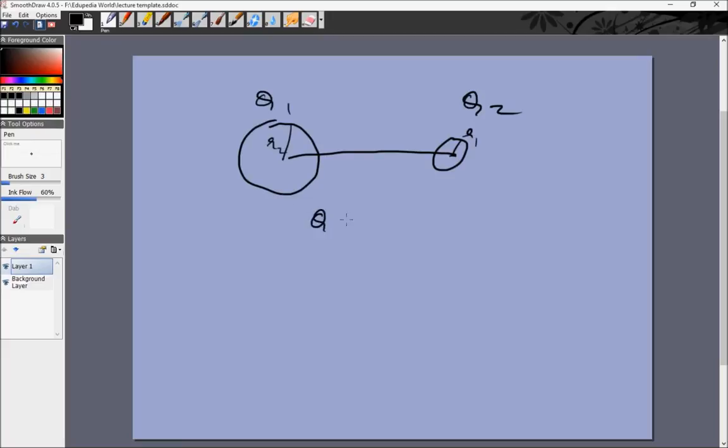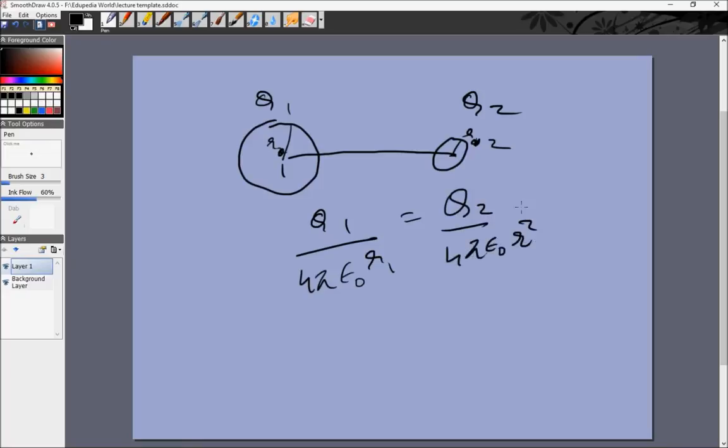That means, actually let's call this R1 and let's call this R2 for the sake of symmetry, Q1 by 4 pi epsilon naught R1 is equal to Q2 by 4 pi epsilon naught R2. Right? What is sigma? Sigma is Q by R squared. So if you divide by R once again, then what you will get is basically sigma 1 R1 is equal to sigma 2 R2. That means the sphere with the smaller radius has the greater sigma.